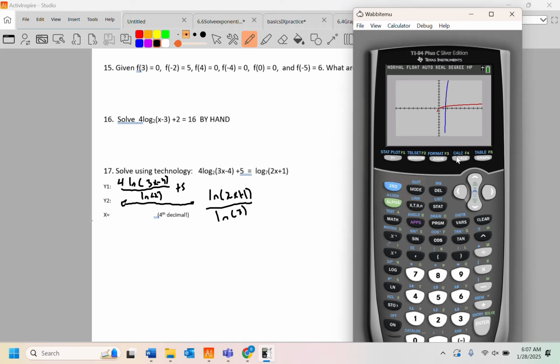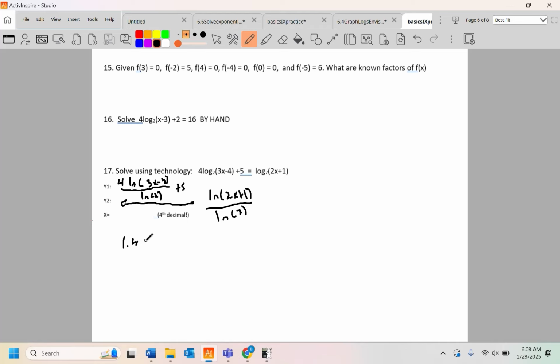So second, trace, 5. Where's my cursor at? There it is. Get close. Enter, enter, enter. It's a 4 decimal place thing. 1.4918. 1.4918, because I'm looking right there. Not hard.